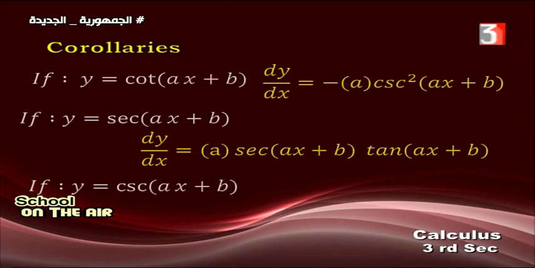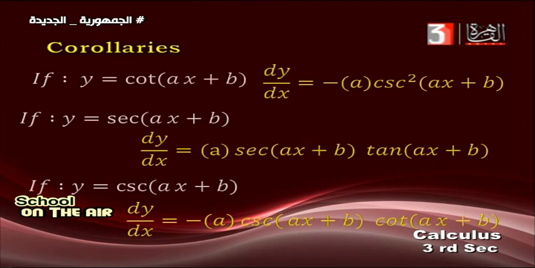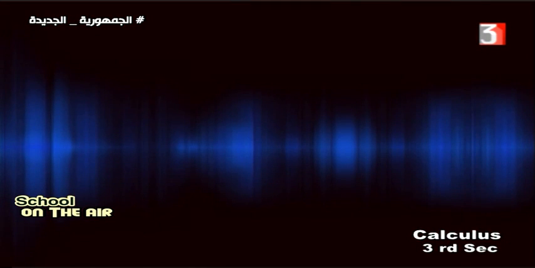The last rule, if y equals cosec ax plus b, then dy dx equals negative a cosec ax plus b multiply cotan ax plus b. Let's start with the first example.